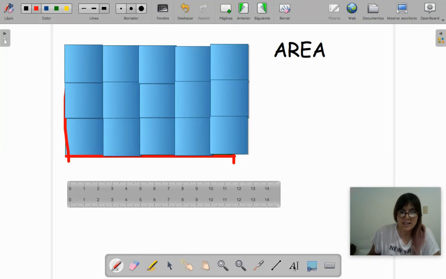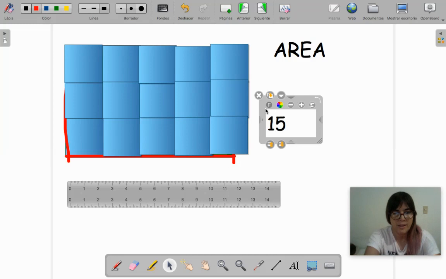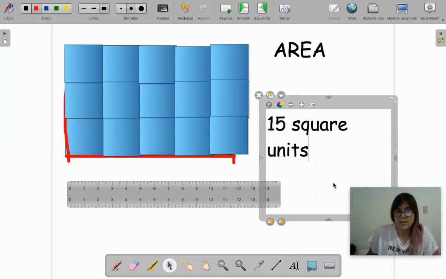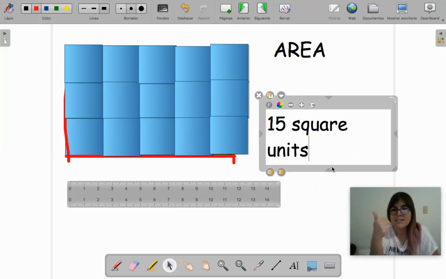So for this, we are going to write it like this: 15 square units. Okay? Remember, a unit is centimeters. Inches is a unit. Millimeters is a unit. Meters is a unit. Kilometers is a unit. Now we're using squares, so that's our unit. That's why we say 15 square units. Okay? Did you get it, boys? Yay! Area is super easy. Let's go to the next.